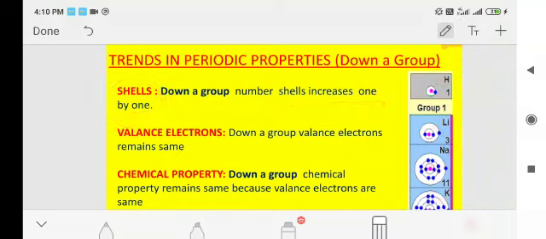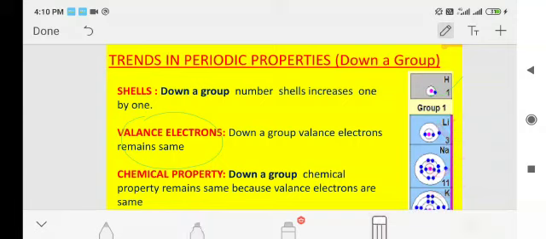And now the second point, about valence electrons. Valence electron means number of electrons present in the last shell. Just see here once again, the hydrogen diagram is here. Hydrogen with 1 valence electron, lithium with one valence electron, sodium, potassium, all these elements have the same number of valence electrons. So whenever you take any group, the number of valence electrons remains the same.